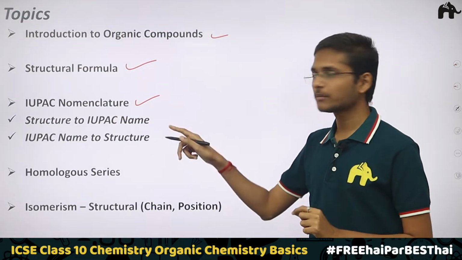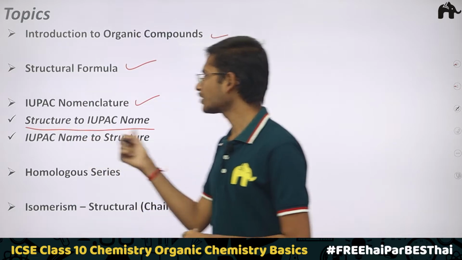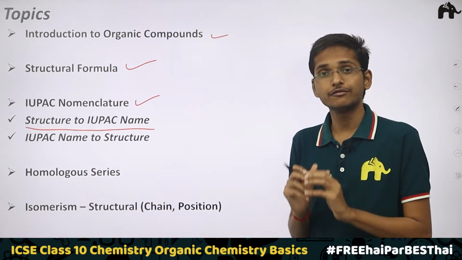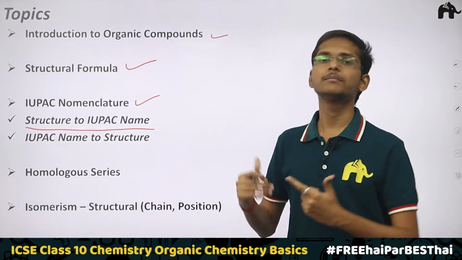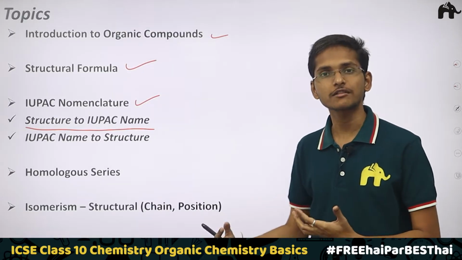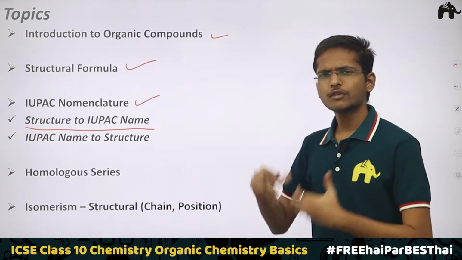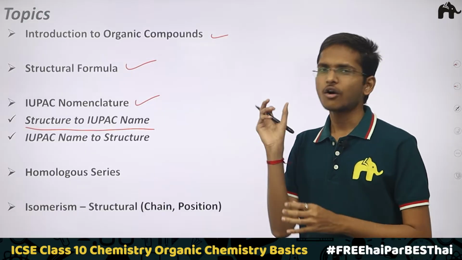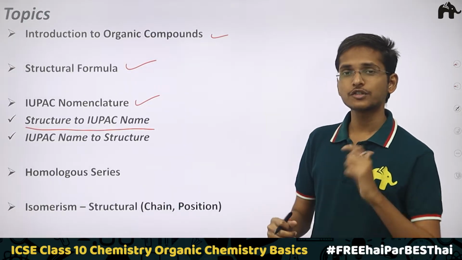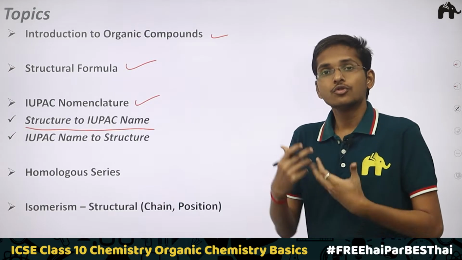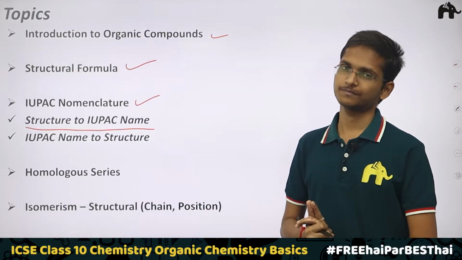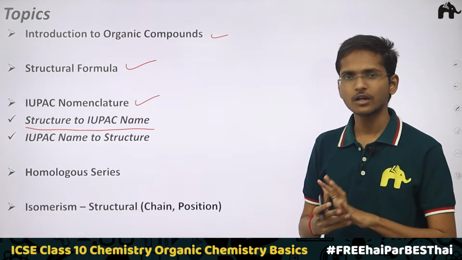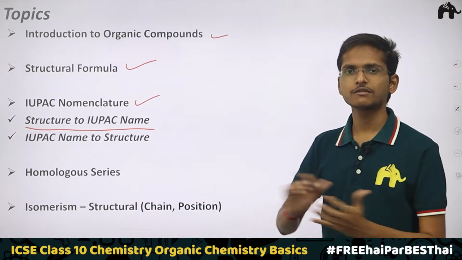In this IUPAC nomenclature, we started with how to write the name by looking at the structure of the organic compound, and for that, we studied the rules in the previous video. Now, in this video, we are going to actually make use of those rules and practice some specific organic compounds which you should know how to name according to your syllabus. After that we are going to see homologous series and isomerism in this video, and then we would solve some questions and we are done with the basics.